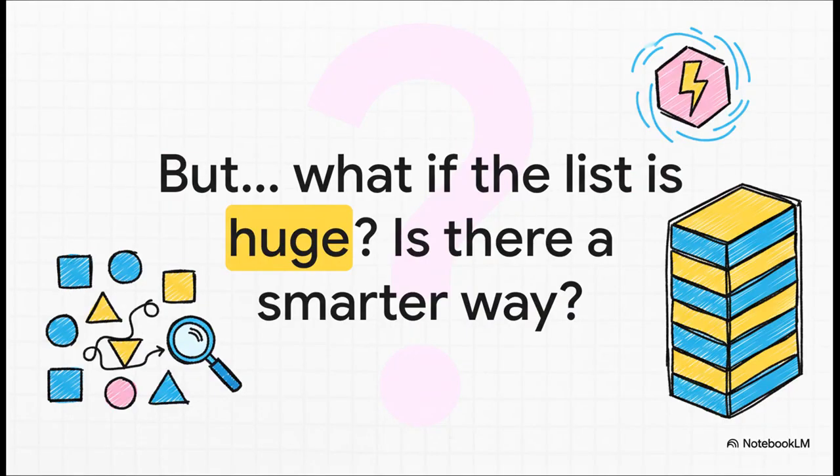Now, this is all fine and dandy for a tiny list of 7 numbers. But what if the list had, say, 10 lakh items? Imagine your phone contact list has 10 lakh people. If your phone used this one-by-one method, you'd be waiting and waiting for minutes just to find one person's number. Can you imagine how annoying that would be? So this brings up a very important question. Isn't there a smarter, faster way to do this for really, really big lists?